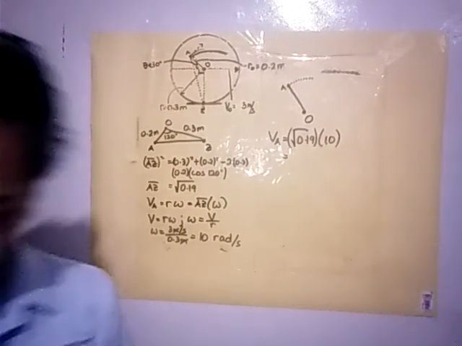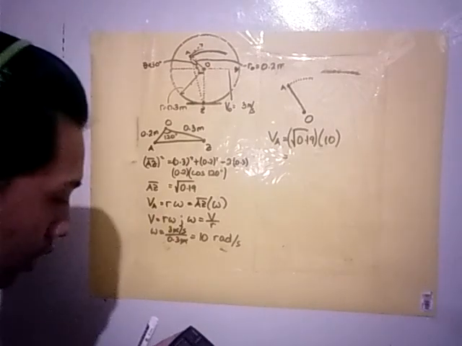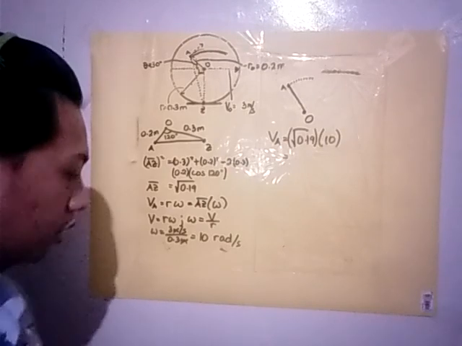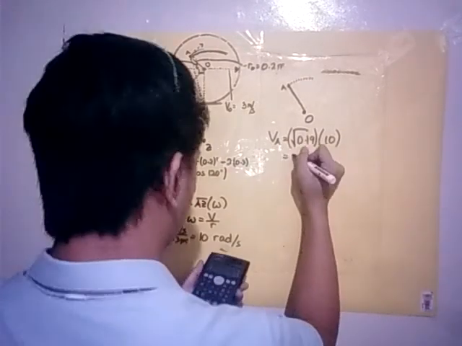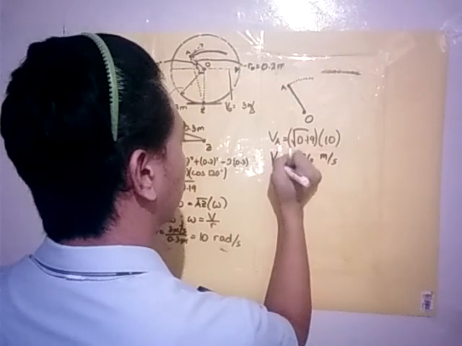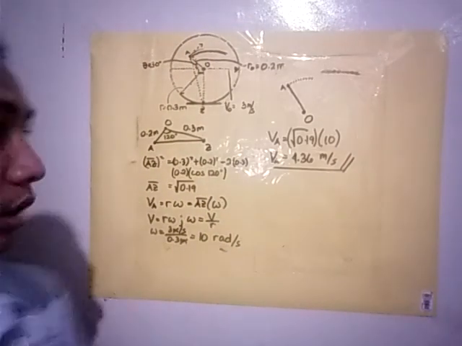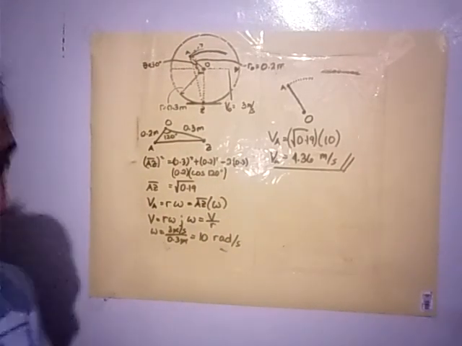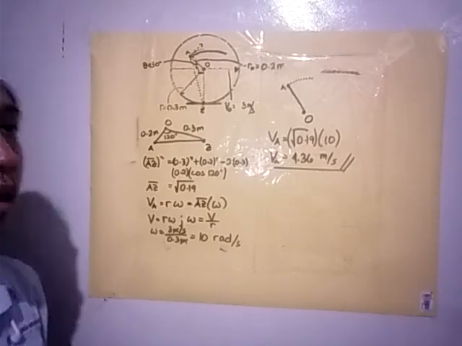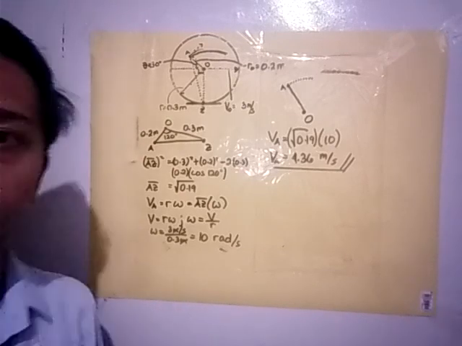Therefore, our velocity of A now is the square root of 0.19 times 10, which is 4.3588, or simply 4.36 meters per second. And this is also the value that I got in my previous video using relative motion of velocity. So that's it.